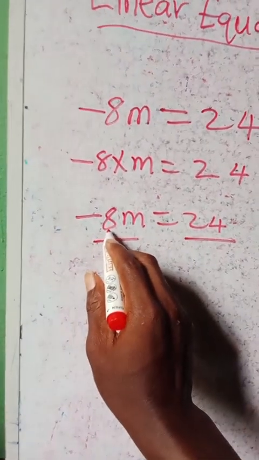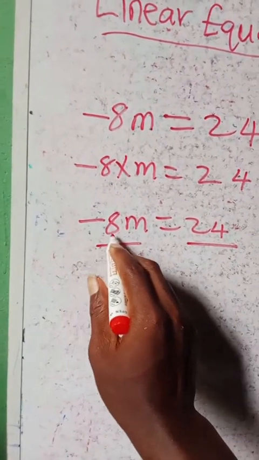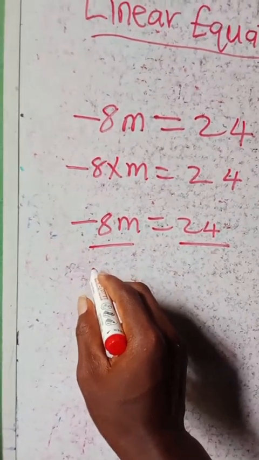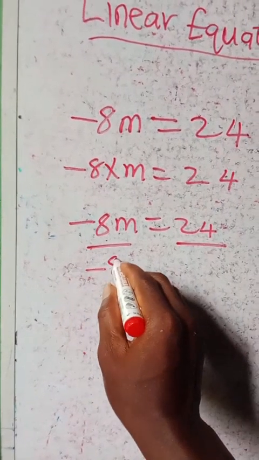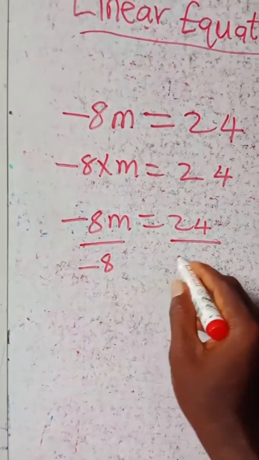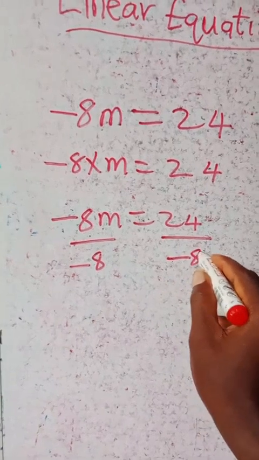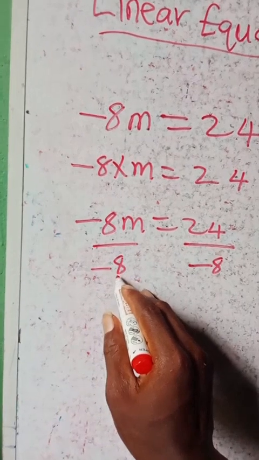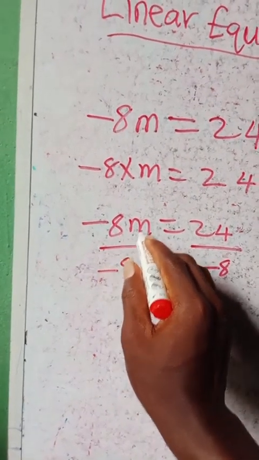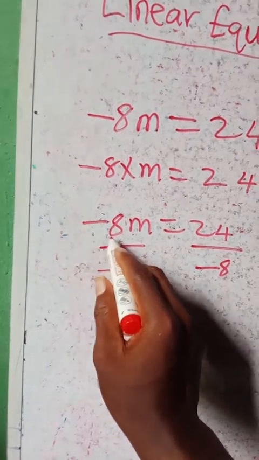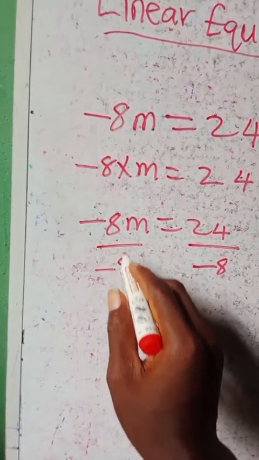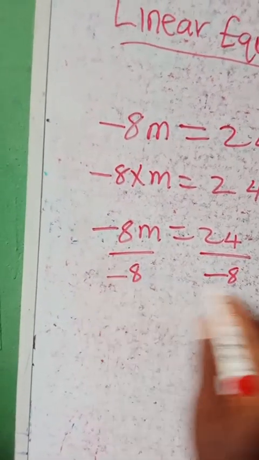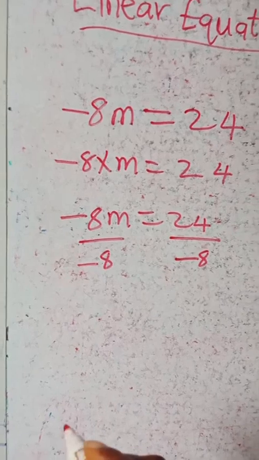Is it 8? It's not only 8. It's minus 8. So don't write only 8. The number that is with the unknown is minus 8. So it is what you are going to use to divide both sides. Minus 8. Are you seeing it? Don't write only 8 because you are wrong, because it is not 8 that is with m. m is with minus 8. So you divide both sides by minus 8.